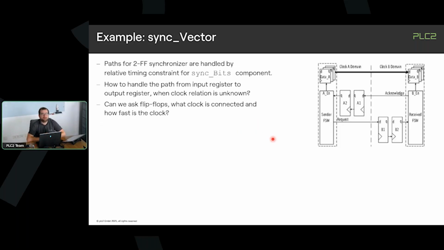So let's take our sync vector as an example. As I said before, the 2 flip-flop synchronizer is already constrained in my assumption with the timing constraints for sync bits, either with set_false_path or set_max_delay. So this part is all done. And the question is now about the data path here, what we can do. And the basic idea now for my approach is, can we figure out what is the driving clock that's used for input clock domain and output clock domain? Can we figure out what clocks are driving the flip-flops? And if we get them, can we compute the relation of clocks automatically?